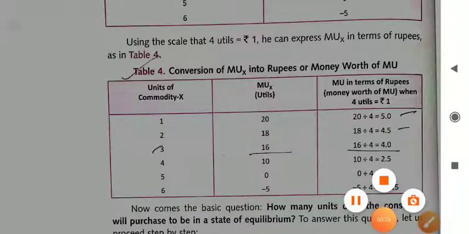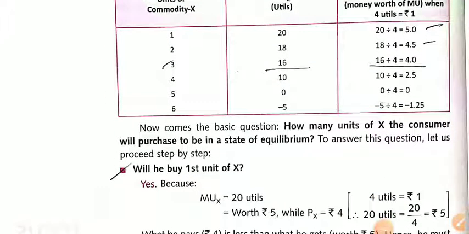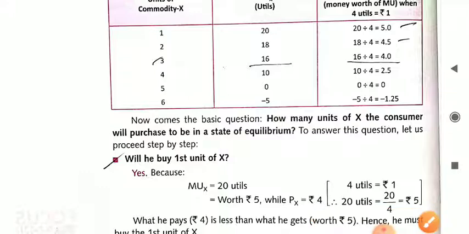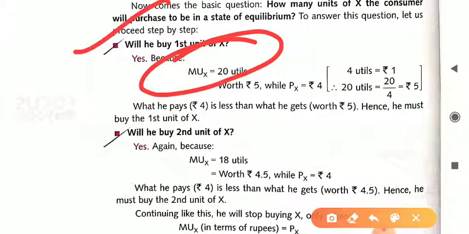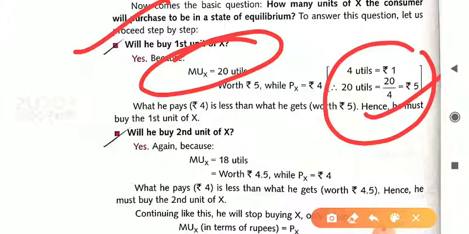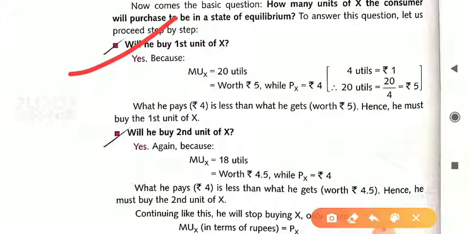Okay student, now move to the explanation of this table, which I already explained to you. In the case of 1 unit of a commodity, marginal utility is 20, and 20 divided by 4 we get 5. So at marginal utility 20 you are getting worth rupees 5. It simply means you spend rupees 4, which is less than what he gets, rupees 5. By spending 4 rupees you are getting 5 rupees of utility, it is beneficial for the consumer. That's why point 1 is good for the consumer.